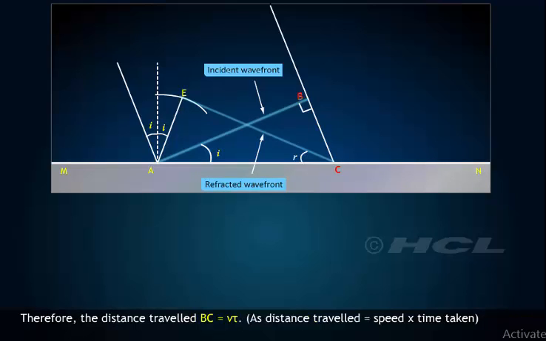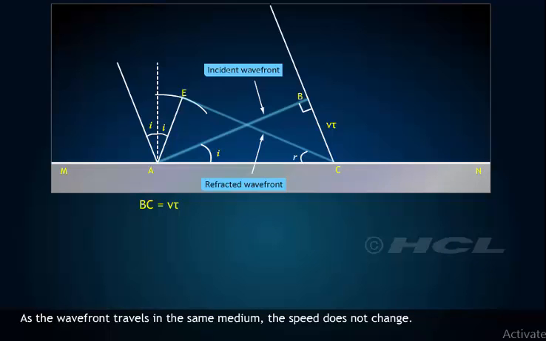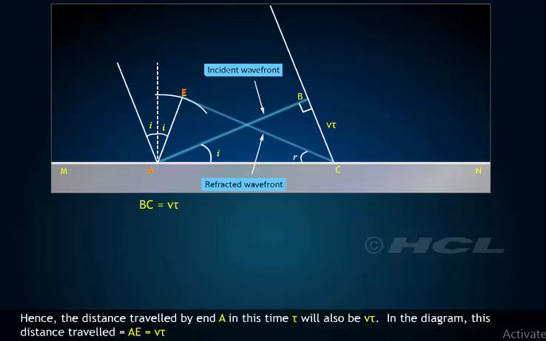Therefore, the distance traveled BC equals Vt, as distance traveled equals speed into time taken. As the wavefront travels in the same medium, the speed does not change. Hence, the distance traveled by end A in this time t will also be Vt. In the diagram, this distance traveled AE equals Vt.